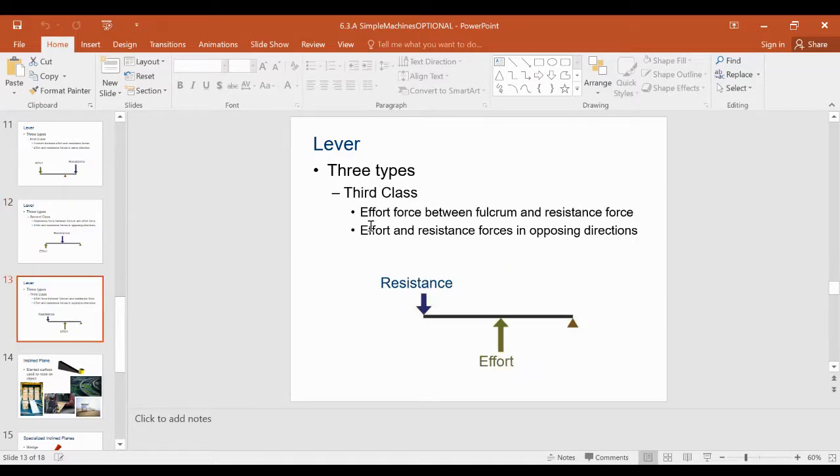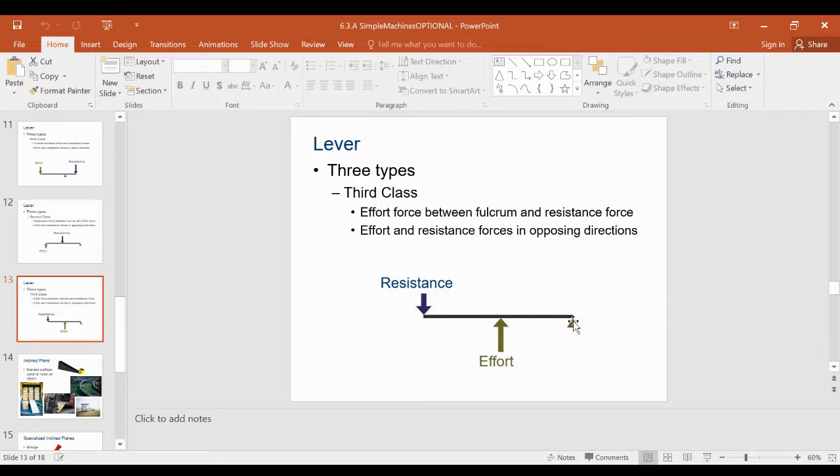Third class lever. The effort force is between the fulcrum and the resistance force, and effort and resistance forces are on opposite ends. All right. The third class lever is the hardest one for people to kind of understand. Okay. Because it doesn't seem the most obvious. But one good example of a third class lever is tweezers, okay? Or kitchen tongs.